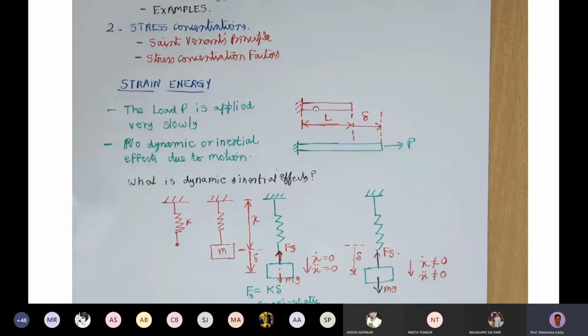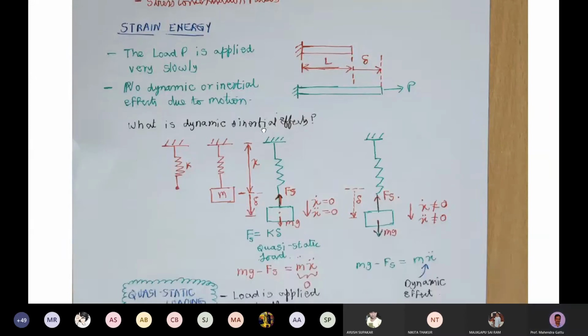So here we have a uniaxial load. Here we have a prismatic bar of length L, and you are subjecting it to a uniaxial load P. Under the action of the load P, there is a deflection delta. So if this load P is applied in a very slow manner, so that there is no dynamic or inertial effect due to the motion of the bar. What does this dynamic and inertial effect mean?